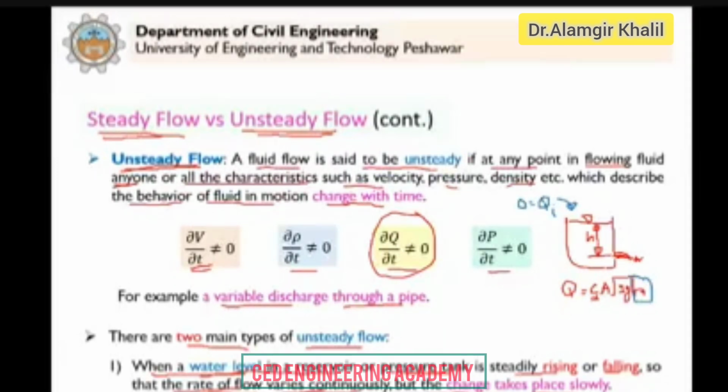When there is no inflow and there is outflow, let's say this is Q naught, the outflow discharge, the water level will fall. When the water level falls, the H is changing. When the H is changing, the discharge will change. So it becomes an unsteady flow problem, because the discharge is changing with respect to time. So the water level in a reservoir or pressure tank is steadily rising or falling, so that the rate of flow will change continuously. But in this case, the important thing is that the change takes place slowly.